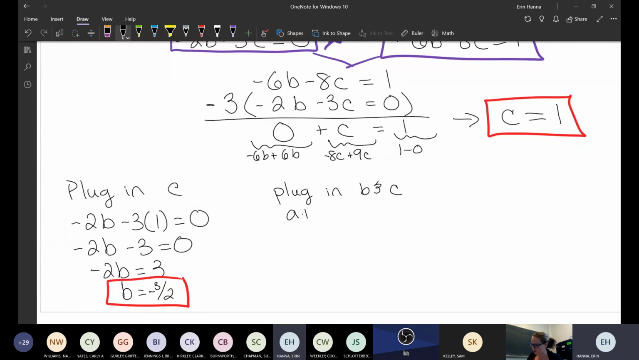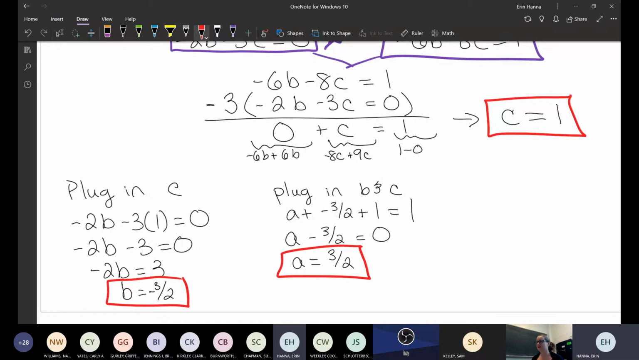So I'm going to take the A plus B plus C equals 1. And I plugged in the values as I was saying, B and C. So we have A. I would actually have done it like this. I would subtract 1 because that'll give me 0, instead of having to add the negative 3/2 to 1. But as long as you do the algebra right, it shouldn't matter. So we get A is positive 3/2. We've found all 3 of our pieces.